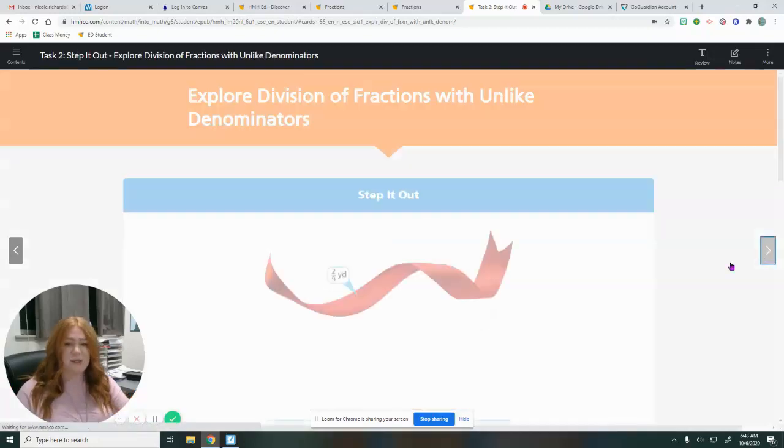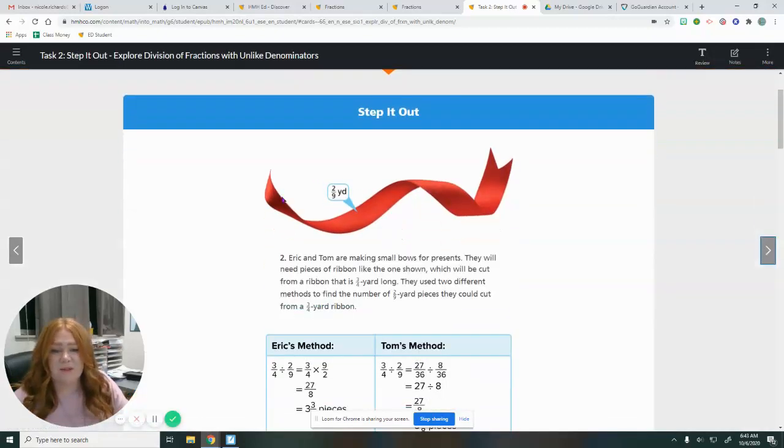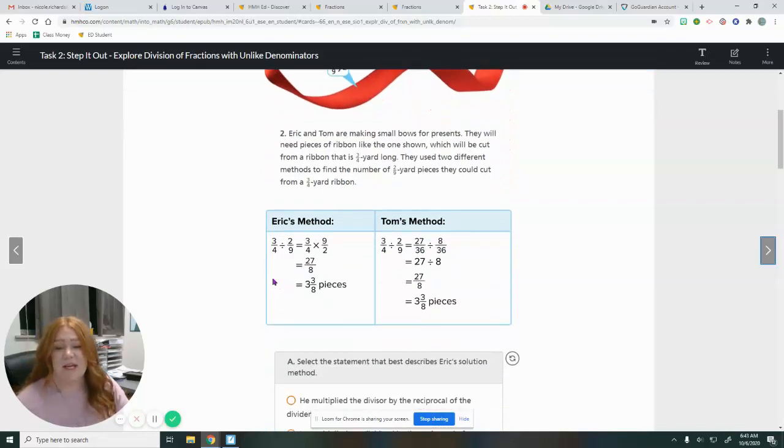On to task 2 here. So we've got this ribbon that they are cutting. Eric and Tom are making small bows for presents. They will need pieces of ribbon like the one shown, which is 2/9 long, which will be cut from a ribbon that is 3/4 of a yard long. So that's what they have. They have 3/4 and they're cutting it into 2/9. They each used a different method to figure out how many pieces they could cut. So let's take a look here.